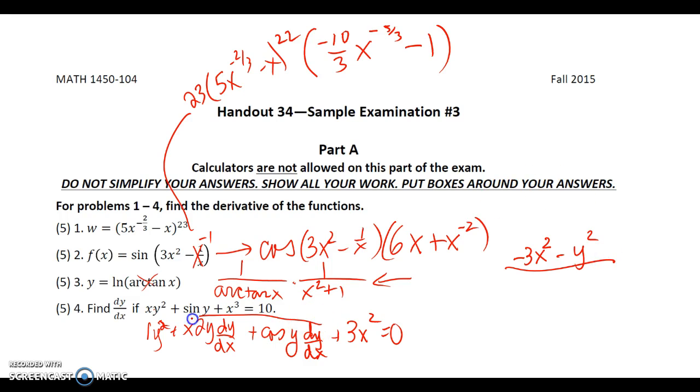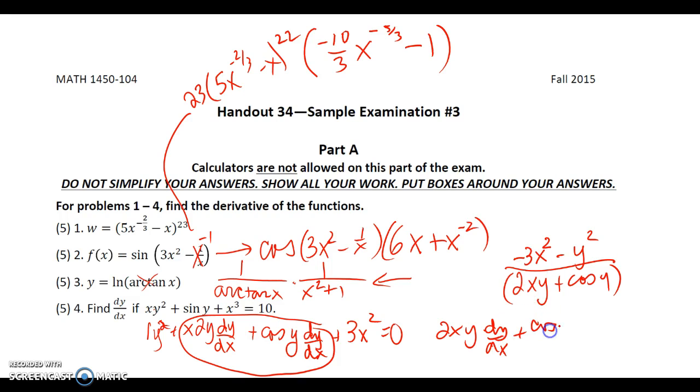And then that leaves me this on the side, and I factor out dy dx, and then divide everything by what's left. So I divide by 2xy plus cosine y. Right? Because this would end up being 2xy dy dx plus cosine y dy dx. So I'm going to factor out dy dx. I'm left with 2xy plus cosine y. And then I divide by it, right? All right, so those are the 4 derivatives he had there for you to do.